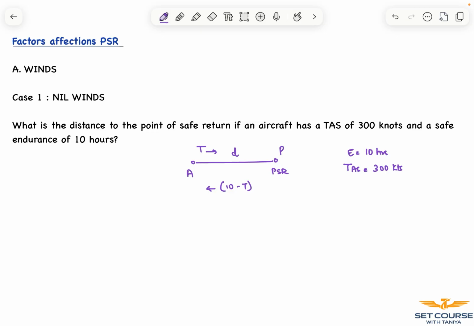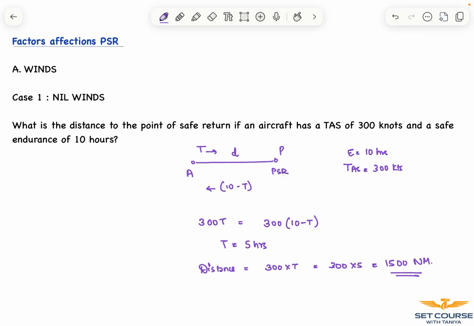And the speed is 300. So it's 300 T equals 300 into (10 minus T). Solving this equation, we have T as 5 hours. Since we are asked about distance, distance equals 300 T, which is 300 into 5, which is 1500 nautical miles. So in case of nil winds, we found that our distance is 1500 nautical miles.